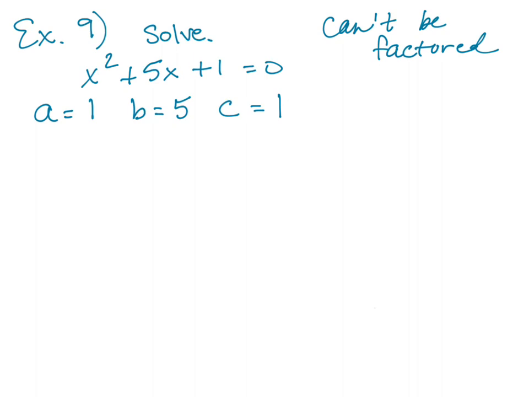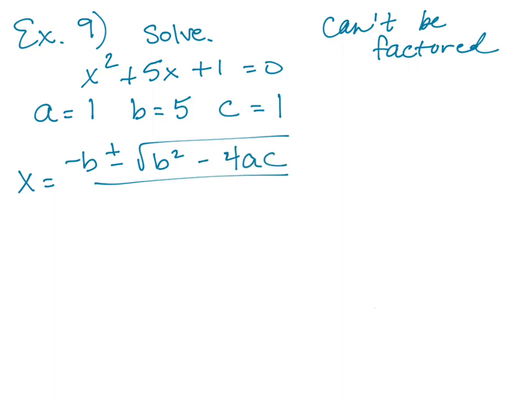I want you to write the equation every time. x is equal to, you should sing the song, negative b plus or minus the square root of b squared minus 4ac all over 2a. You need to write it down. Otherwise, how do you know what you're plugging in? You following? So now we're ready to plug in.